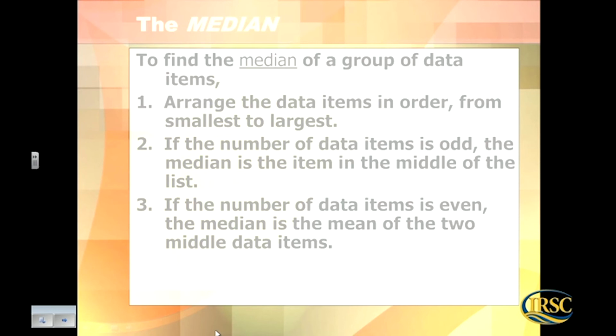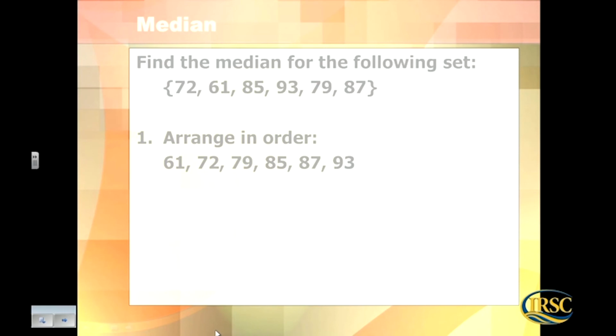Okay, again, so first arrange from smallest to largest. Then look for the middle item if it's odd, or the 2 middle items if it's even, and take the average of those 2 middle items. All right, so find the median for the following data set: 72, 61, 85, 93, 79, and 87. So the first thing you needed to do was put the numbers in order. So 61, 72, 79, 85, 87, and 93.